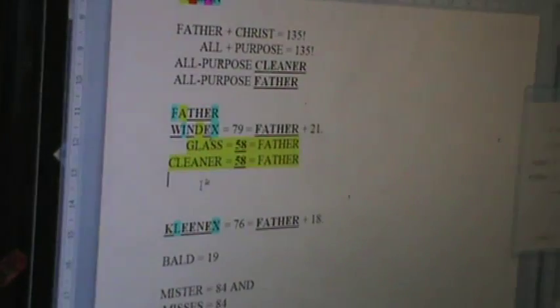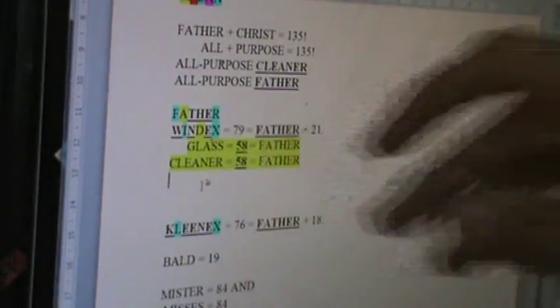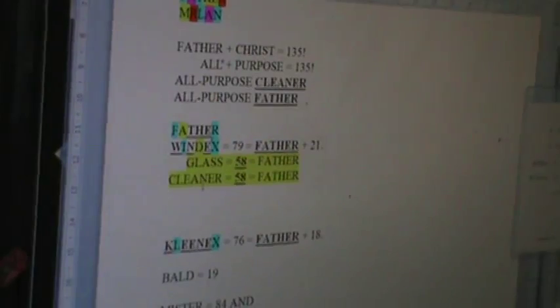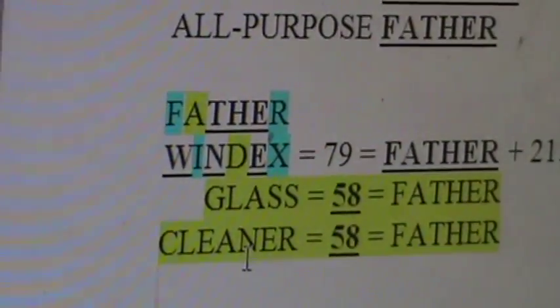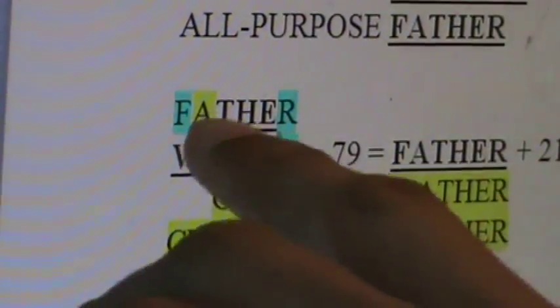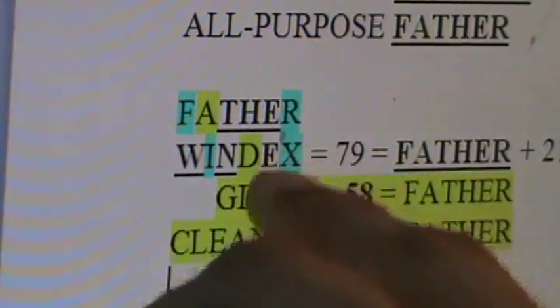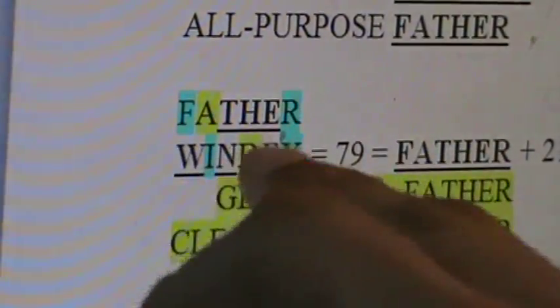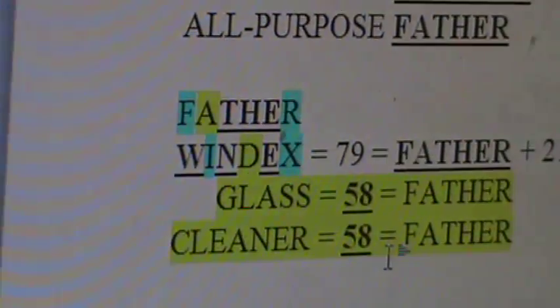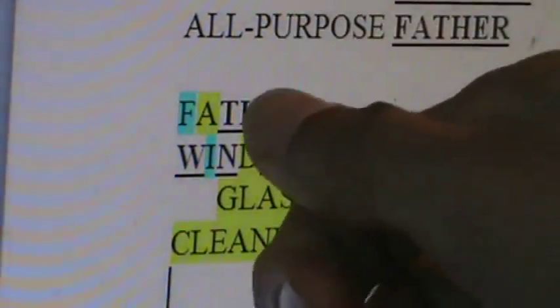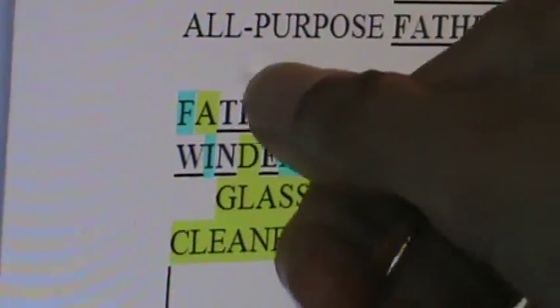That's incredible. And I'm noticing more details now in this similarity. Permit me to pause on Father and Windex. The D differs from an A by 3 points, exactly. An E equals an E. And a T differs from a W by 3 points in the same direction. And then an H differs from an N by 6 points. In every instance you've gone up, T went up 3 points there. H went up 6 points there.